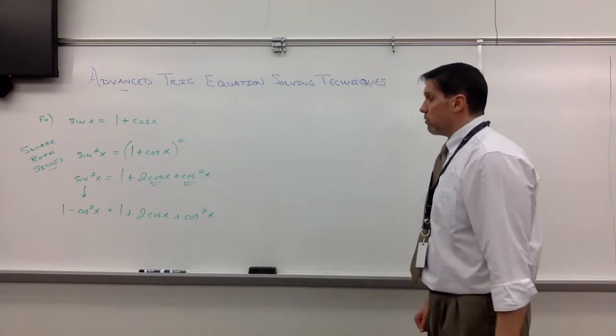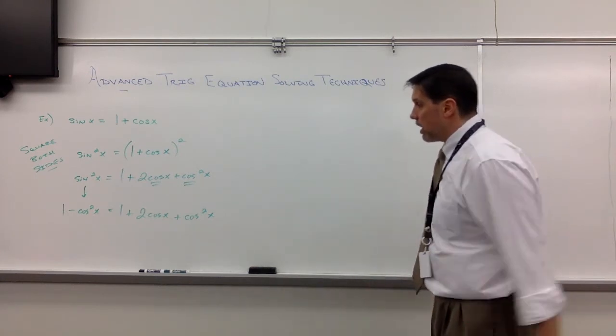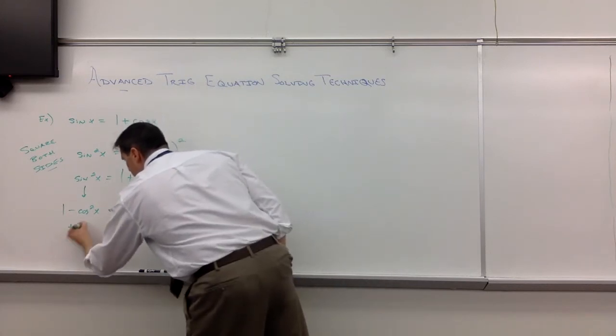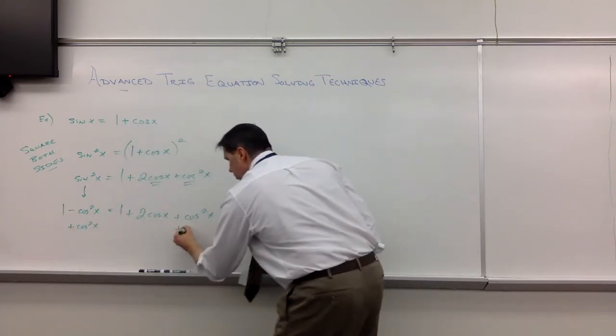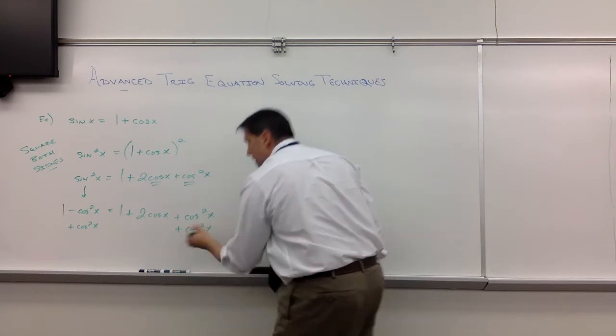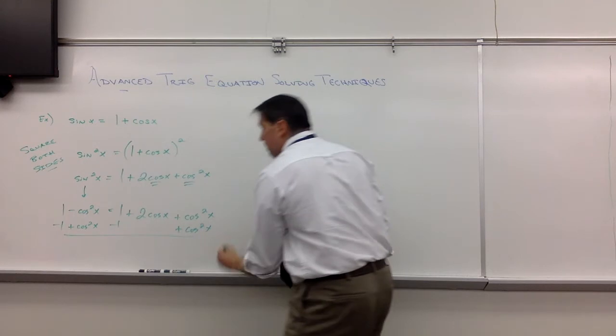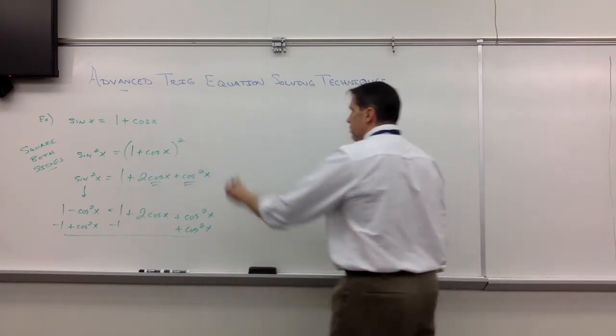Right? Looks like we're going to want to get everything on one side of this equation. So I'm going to add cosine squared to both sides. Let's put it right underneath its like term. And subtract 1, do the same. Right? What do we get? Well, left side we do get a 0.